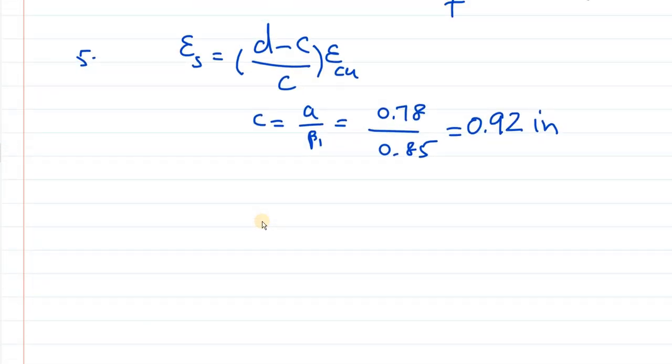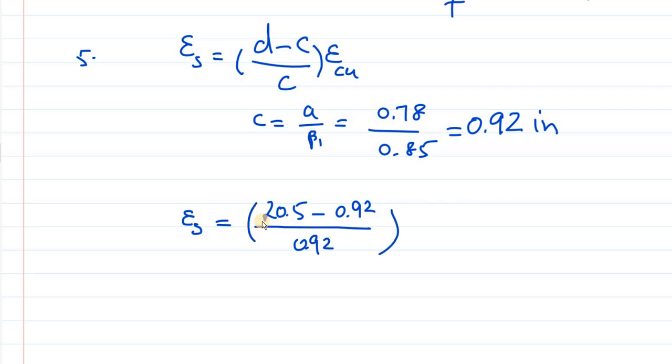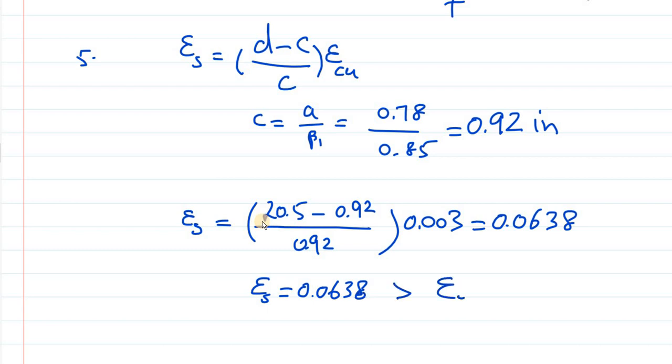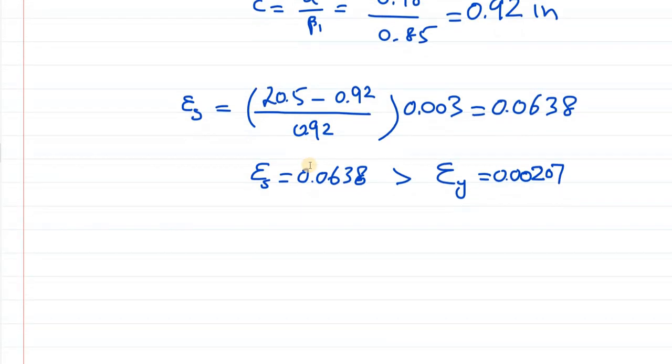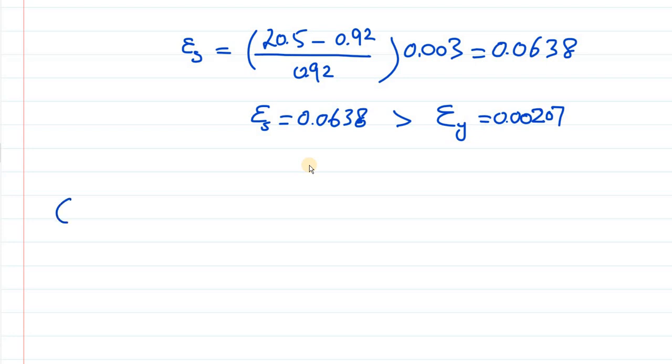So let's put the values in the equation for epsilon s. This will become, d value is 20.5, c is 0.92, and then multiplied by 0.003. So your answer is 0.0638, and of course this is greater than epsilon y, which is 0.00207 for grade 60. So your assumption of epsilon s equal to or greater than epsilon y is also true. So now just go ahead and calculate your Mn.